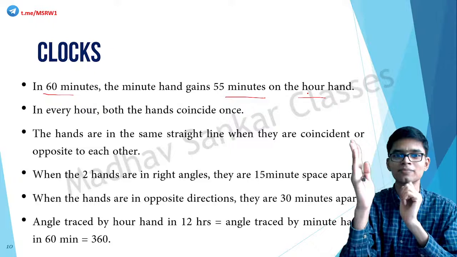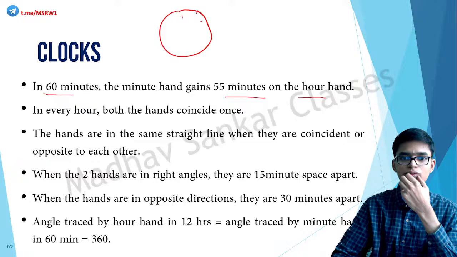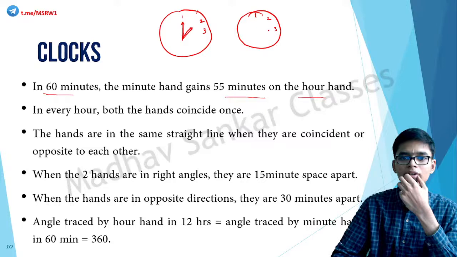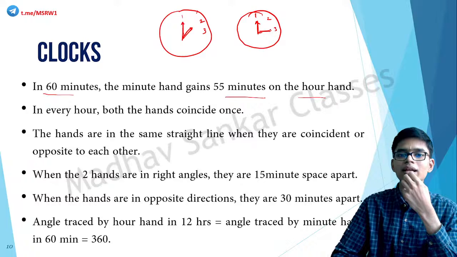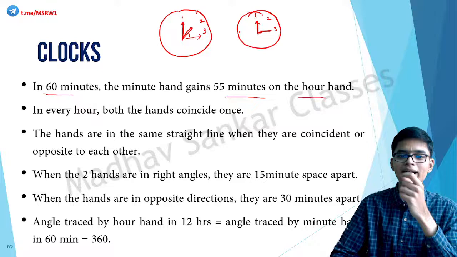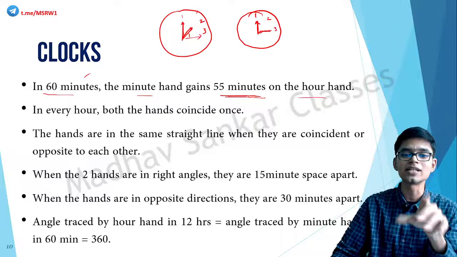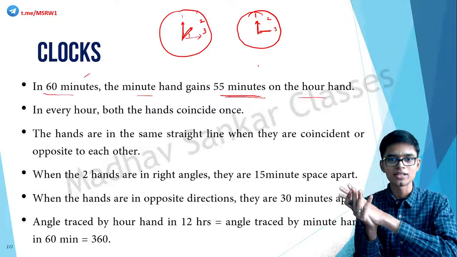Say if it is 2 o'clock, this is how the clock looks. Next, when it is 3 o'clock, the clock will look like this. So the hour hand also moves through 5 minutes. That is why in 1 hour, that is in 60 minutes, the minute hand will gain only 55 minutes on the hour hand, because the hour hand also moves 5 minutes. Got it? Keep this in mind. Be very clear about that.